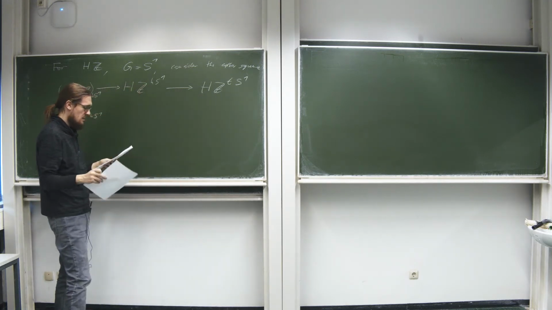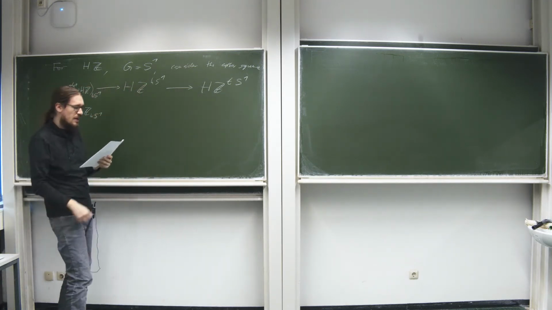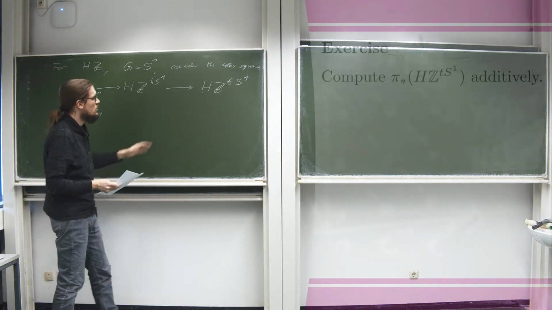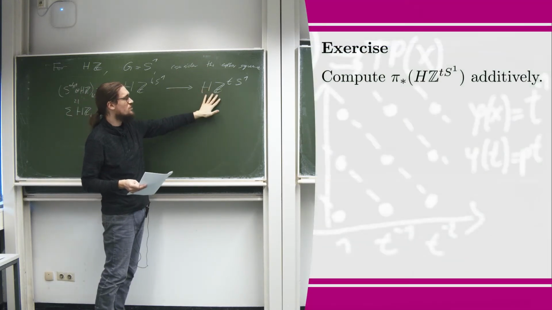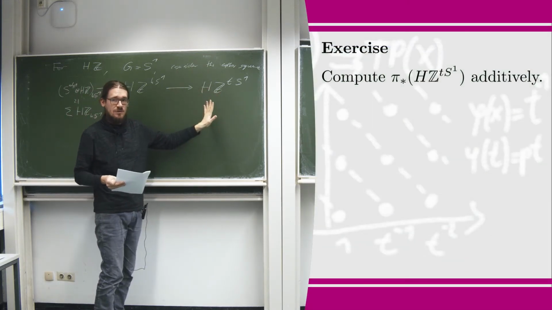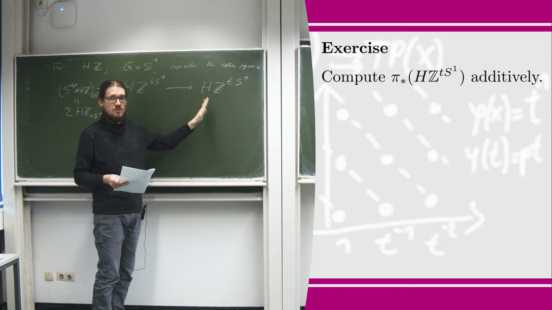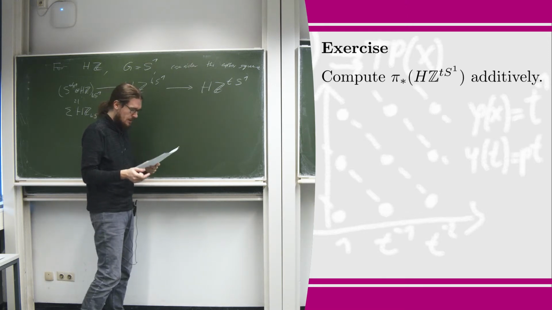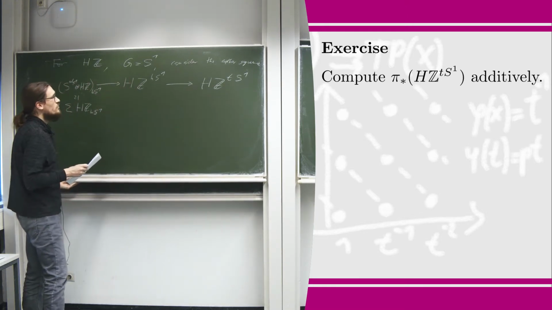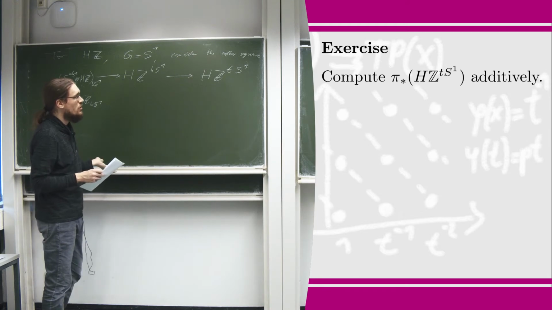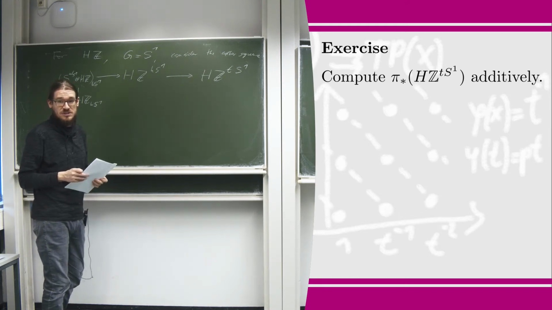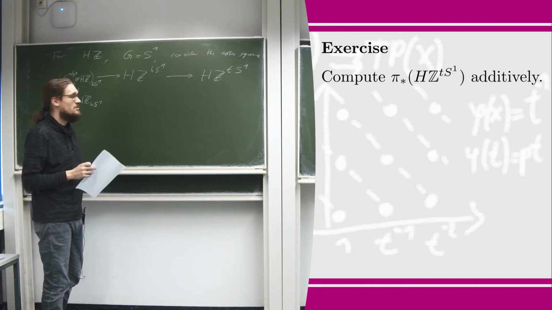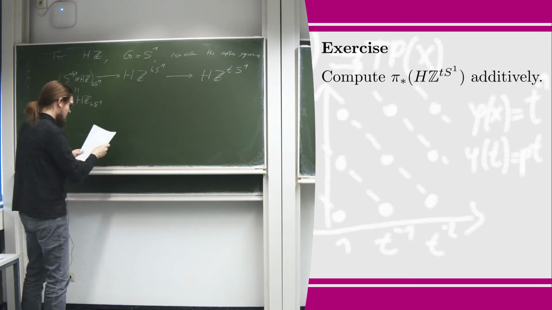I recommend you do this as an exercise. So determine the homotopy groups of this. We're not yet talking about ring structures, just additively what they are in each degree. And if you don't want me to spoil the answer for you, you should maybe pause the video and think about this a little bit, because we're now gonna use the result.